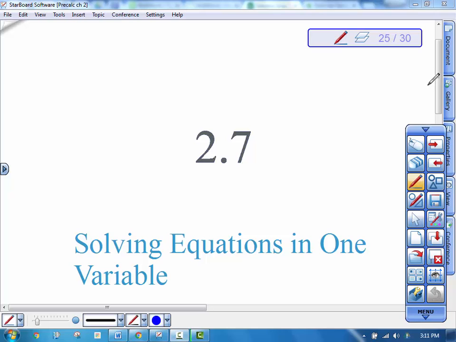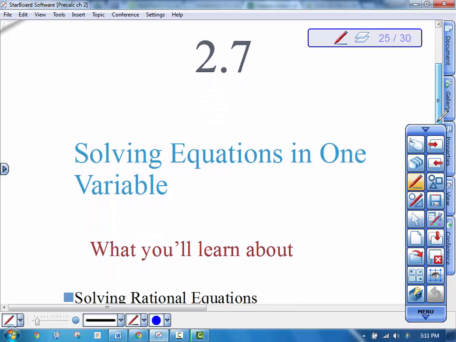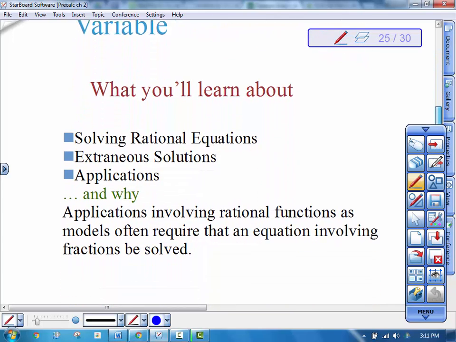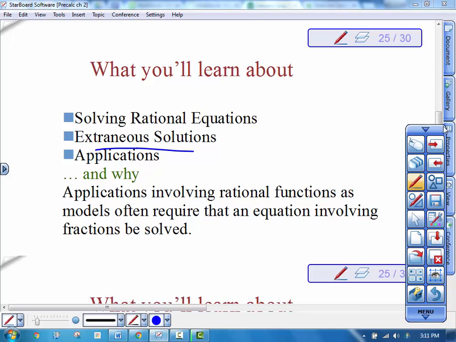Okay, 2.7 is the next section, so we're going to be solving equations in one variable, and I tried to throw in a lot of rational equations since that's what we're talking about. So we're going to solve these. We'll look at extraneous solutions again, and we'll hopefully do some application problems as well.